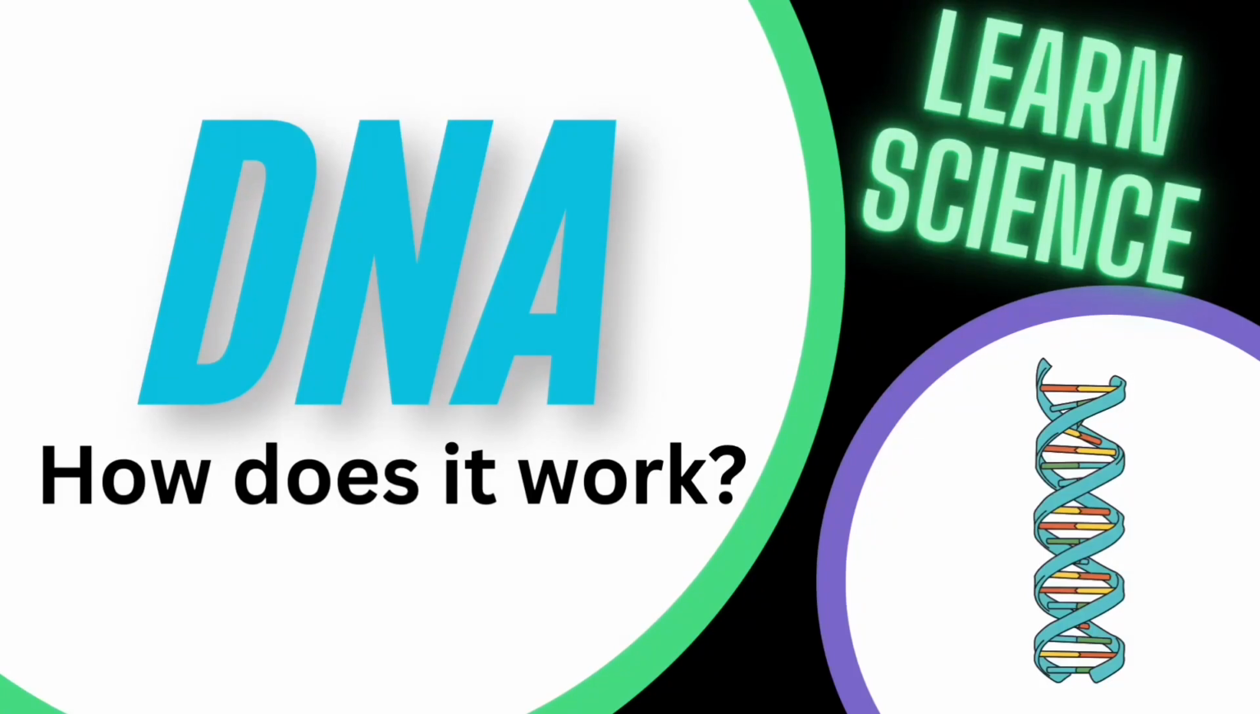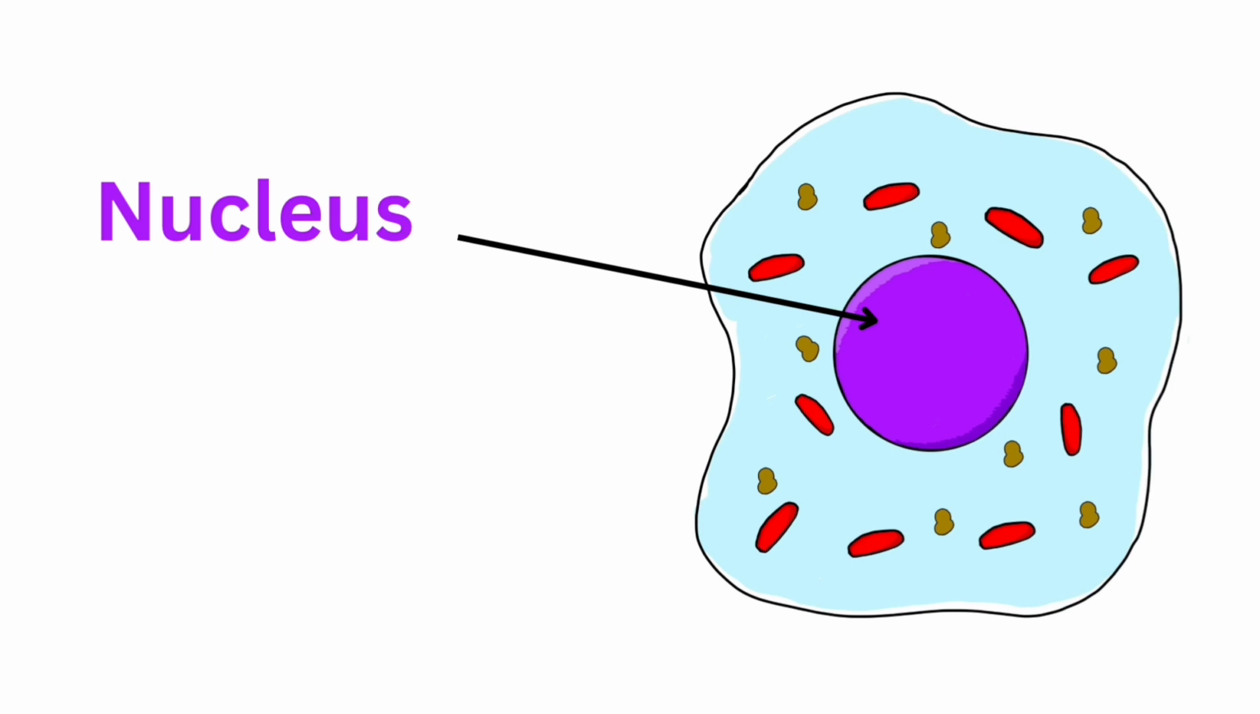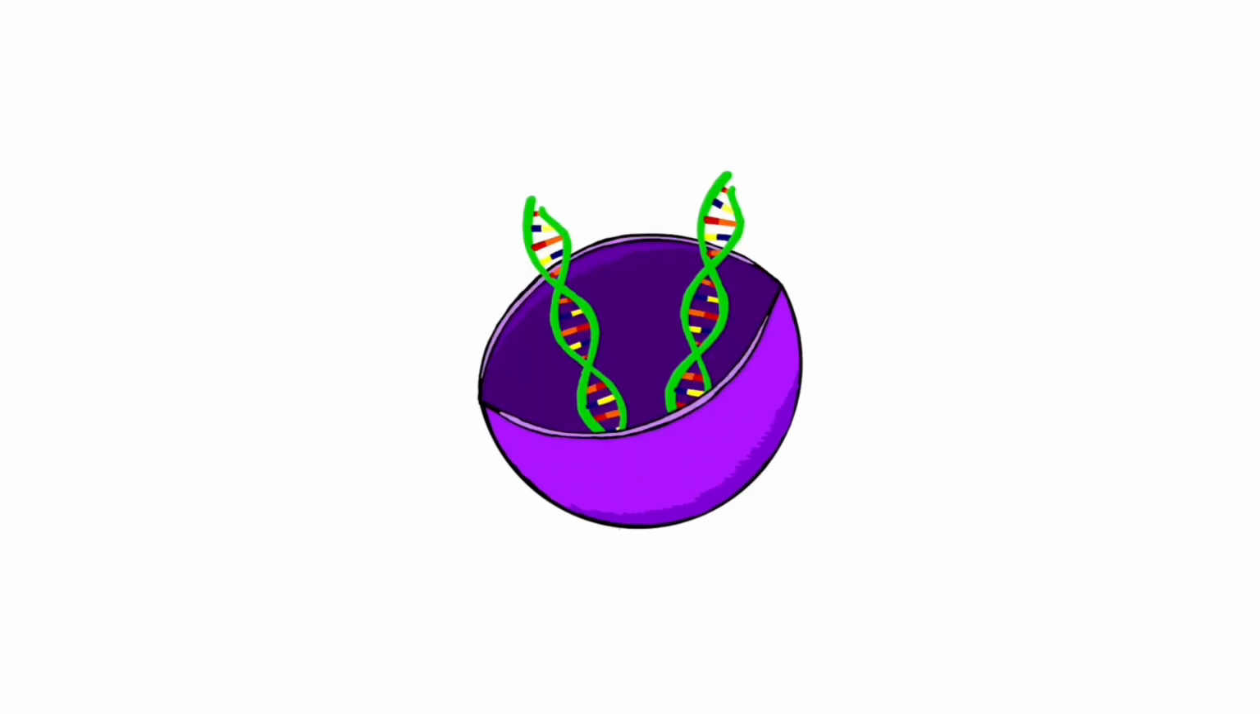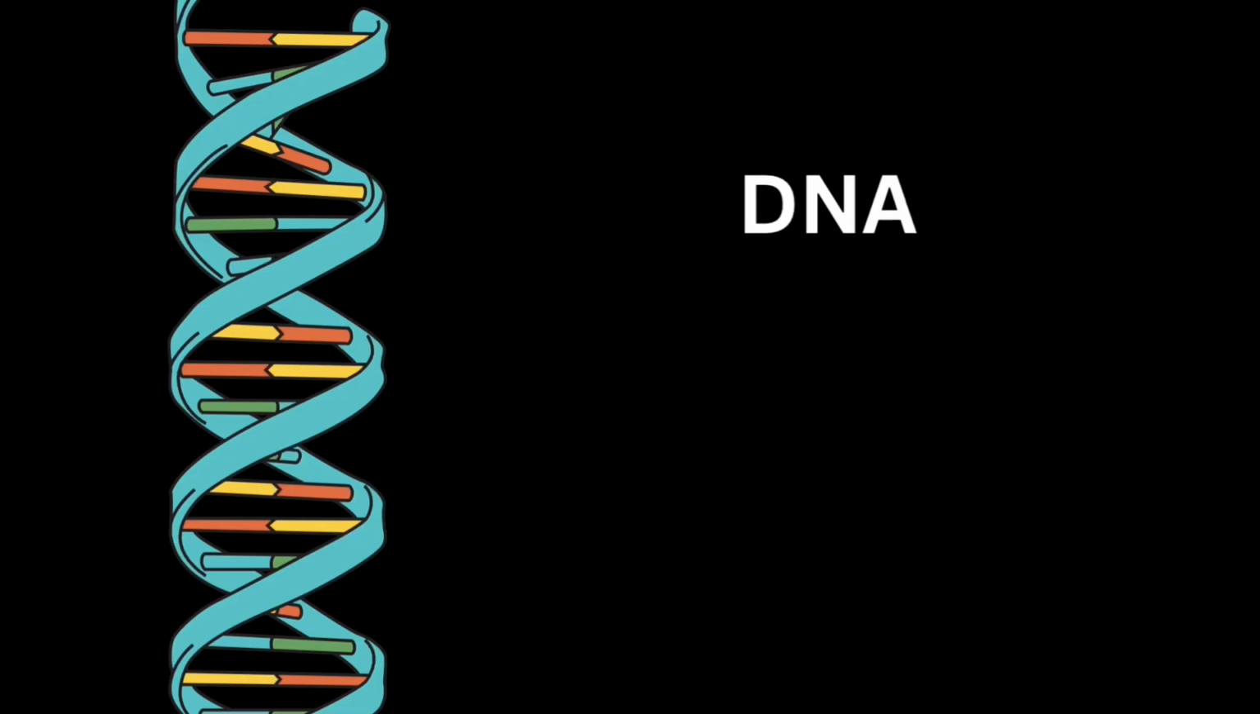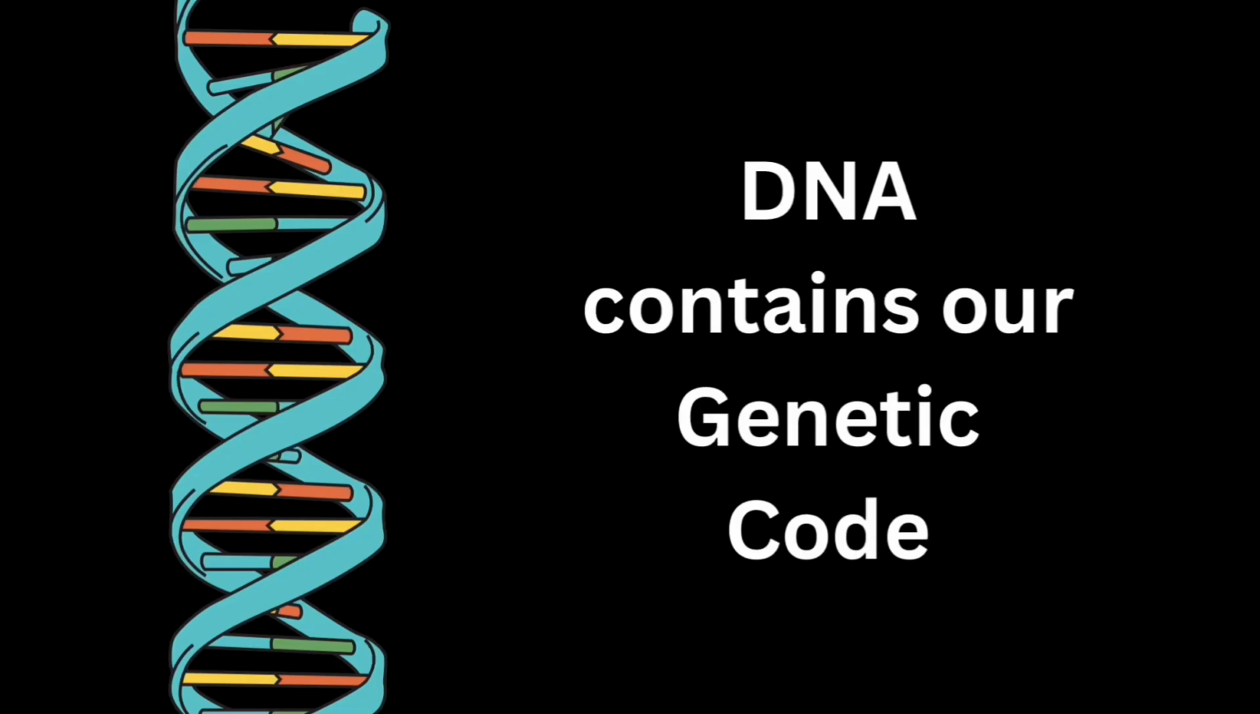Welcome back. In this video, we're going to look at DNA and how it codes for proteins. So you probably already know that DNA is found in the nucleus of cells. You can think of the nucleus as a hollow ball. And if you look inside the nucleus, you will see the DNA molecules. If you've watched my previous video about genes, you'll know that DNA contains our genetic code.